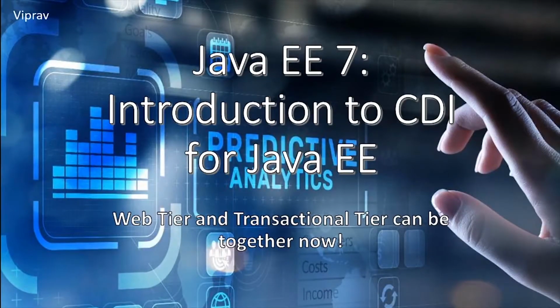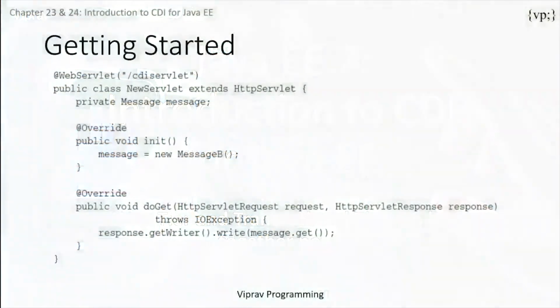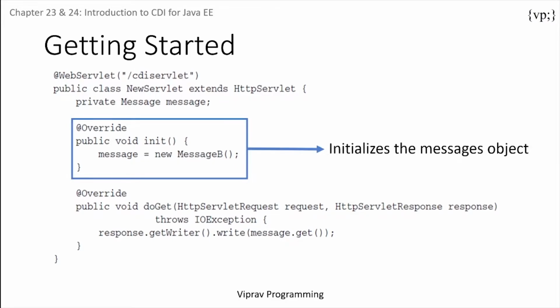So CDI, or context and dependency injection, for Java EE helps knit together the web tier and the transactional tier. It makes it easy for developers to use enterprise beans along with JSF technology in web applications. To get started, CDI automatically provides dependencies to your objects and manages their life cycles as well.